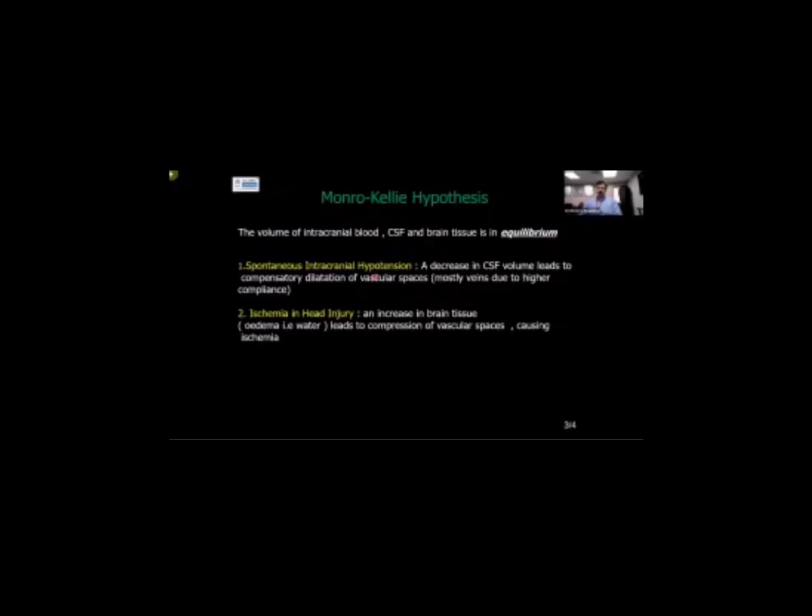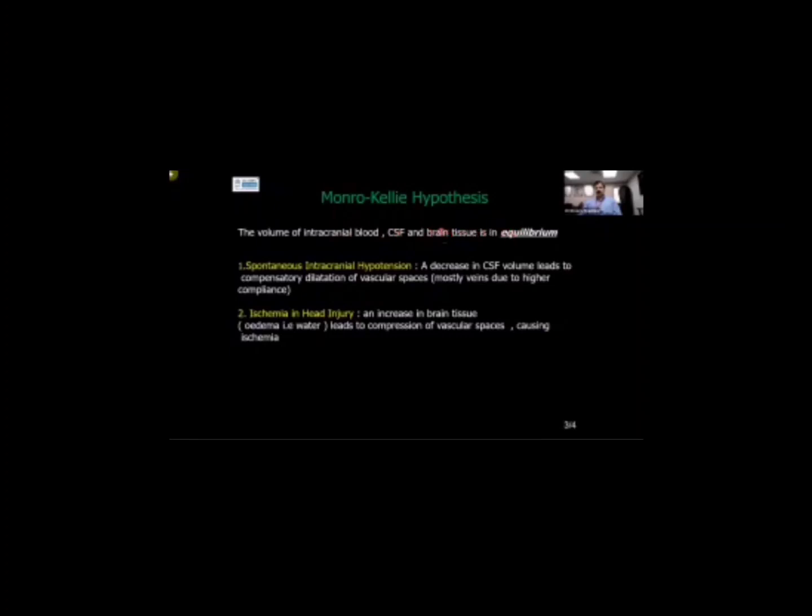Please remember the concept. The concept is that the skull is a closed space. And there are three things in this closed space. Intracranial blood. This blood is within the vessels, may they be arteries or veins. And then CSF, and then the brain tissue. Brain tissue is usually, as we all know, mainly water, right? So all of these three things have to be in equilibrium.